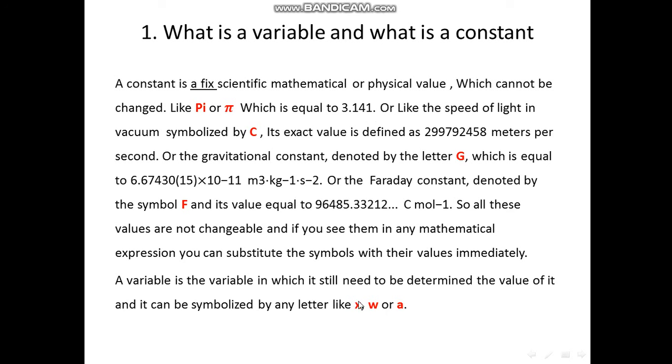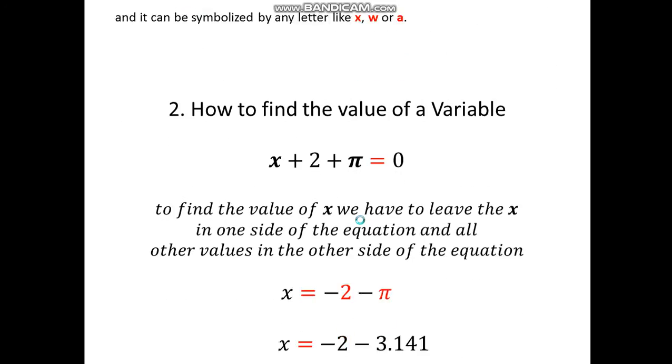But if I put w or x or a and you don't know what that is, this is a changeable variable. You have to determine this. It's still to be determined. So that's the difference between a constant and a variable. A constant is something fixed, not changeable in mathematics, while a variable is something which needs to be determined, still to be determined what value it has. This will be clear in the next minutes.